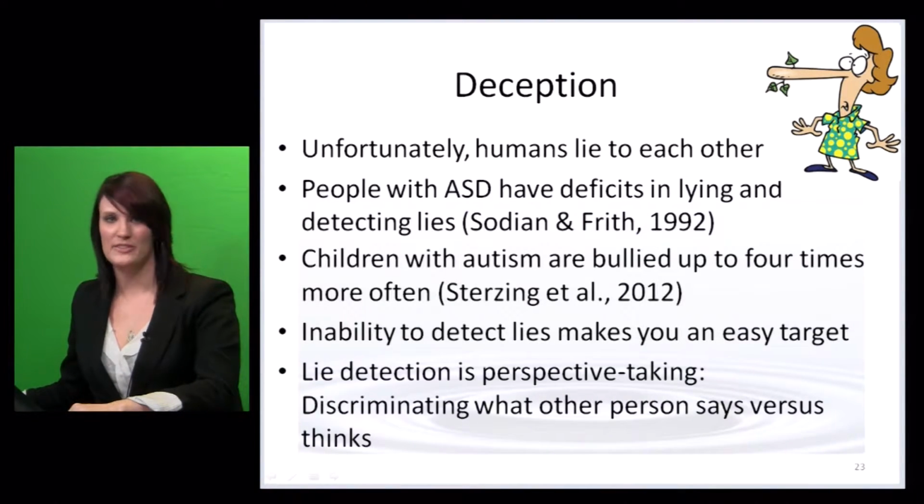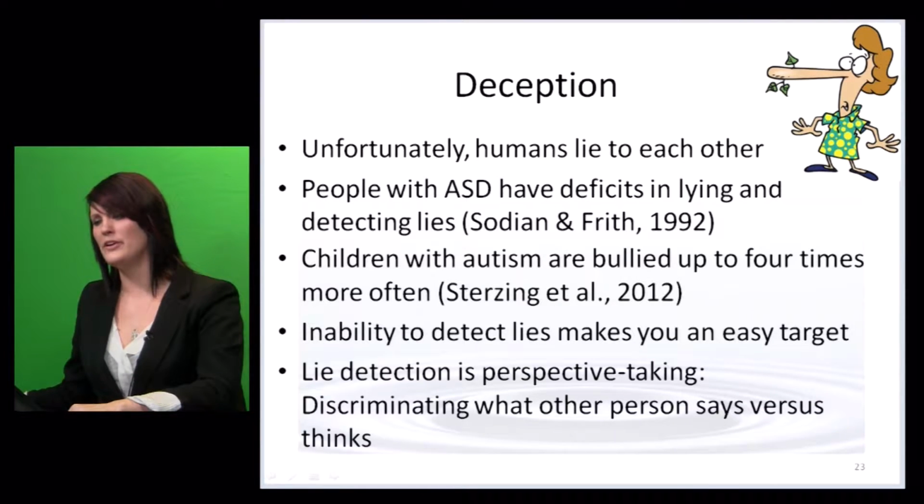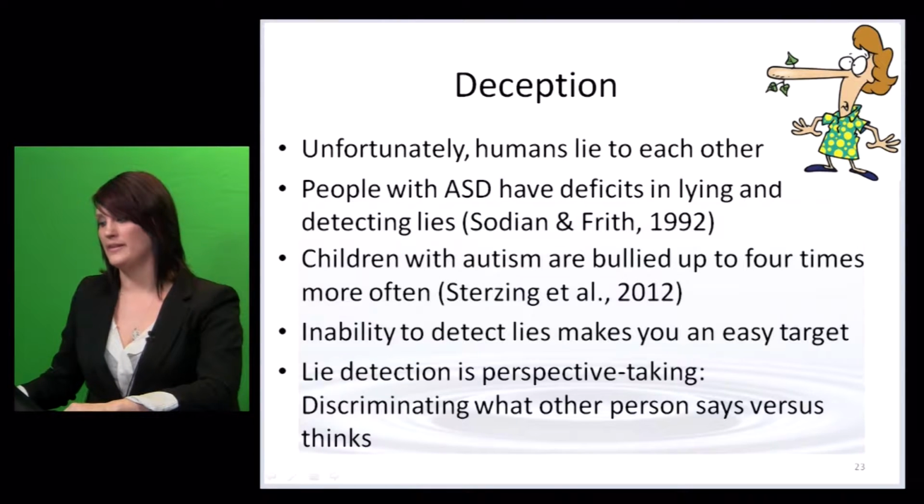This is a lie, but it's a white lie, and it's a lie that doesn't necessarily hurt anybody. It's a lie that is appropriate under certain contexts. But then there are lies to hurt people as well. So people with autism have deficits in lying and detecting lies. And children with autism are often bullied up to 4 times more often than typical children. The inability to detect lies makes these children easy targets and vulnerable to future victimization.